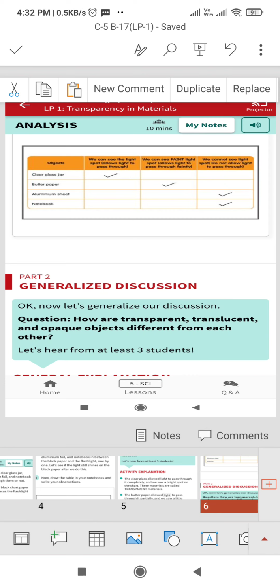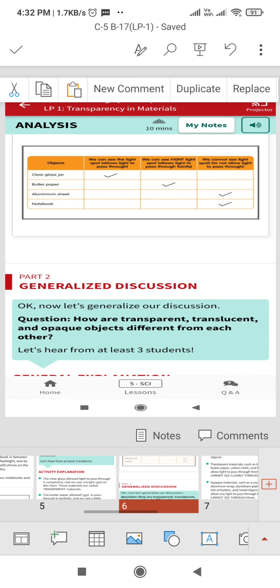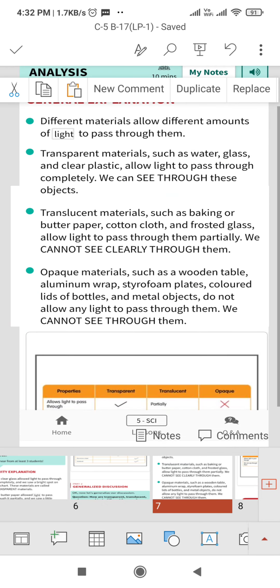Now we generalize our discussion. How are transparent, translucent and opaque objects different from each other? How can we say that these are different? We can say that these are different because they allow different kinds of light to pass through them. As I told you, transparent material allows all light to pass through them, or we can see the objects through them. For example, aquarium, clear water, clear glass, these are transparent materials.